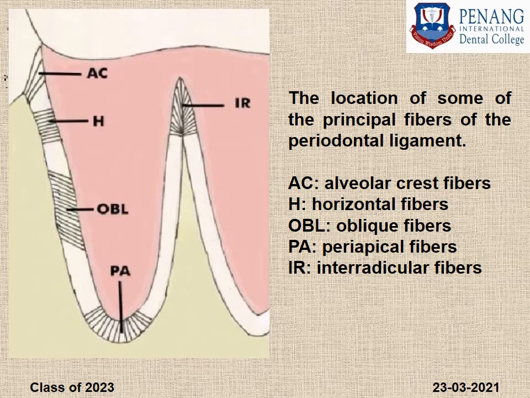So here you can see again the location of the principal fibers of the periodontal ligament. As I told you, the alveolar crest fibers, the horizontal fibers, the name arises because it is arranged horizontally, as well as the oblique fibers, the name arises because they are placed obliquely, and apical fibers, the name arises because it is present in the most apical region, and interradicular fibers, as the name suggests, are present between two roots, especially in the molars.